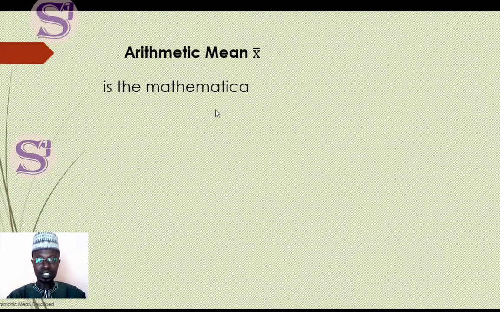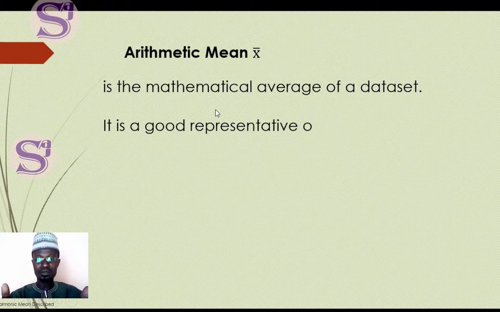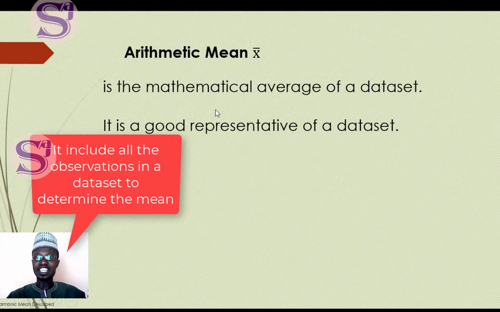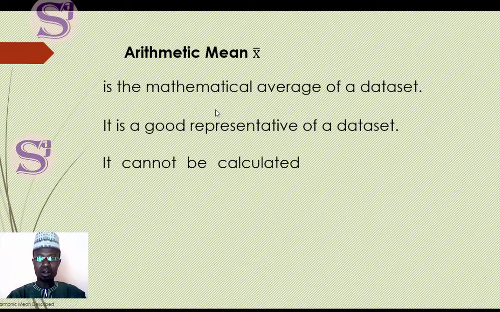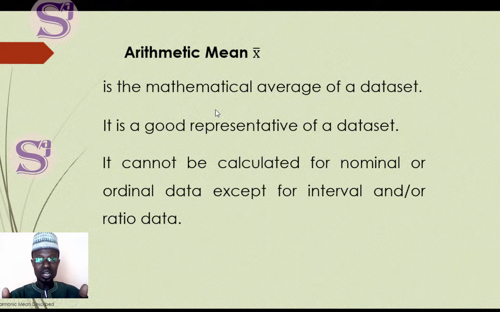The arithmetic mean is the mathematical average of the entire data set, and it is a good representative of the entire data set because it includes the entire data set in determining the central location of the data set. However, one thing about the mean is that you cannot use it when your data is nominal or ordinal data. But if your data is interval or ratio data, you can use the arithmetic mean to determine the central position of the data set.